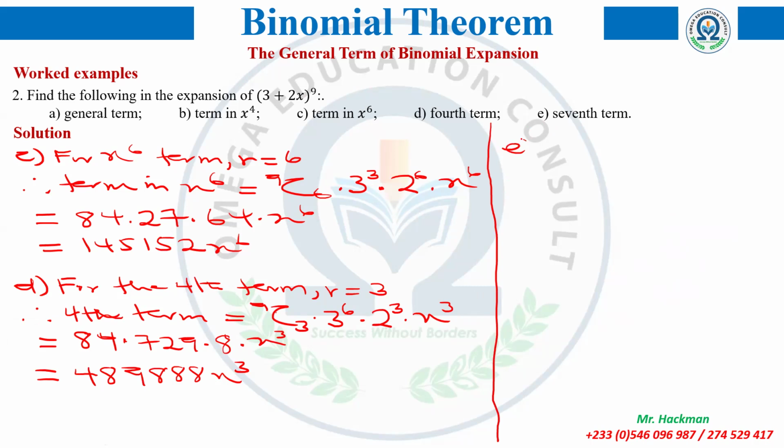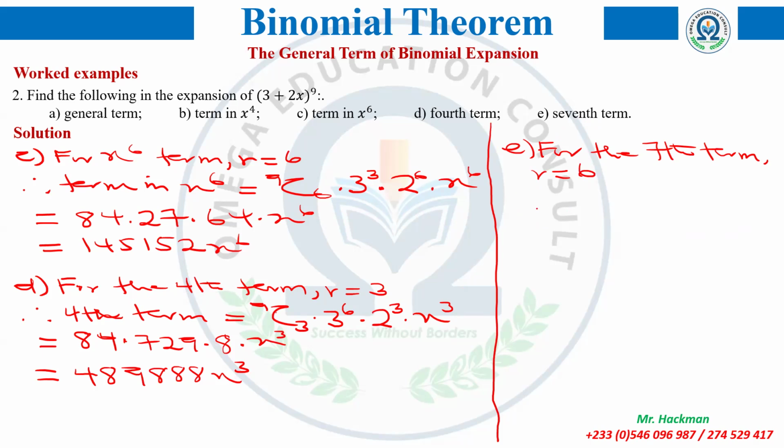For E, which term are we looking for? The seventh term. We will need our r. If we are looking for a particular positional term, we said we will use T sub r plus 1. So r plus 1 should be equal to 7, meaning r will be equal to 6. Do you agree?